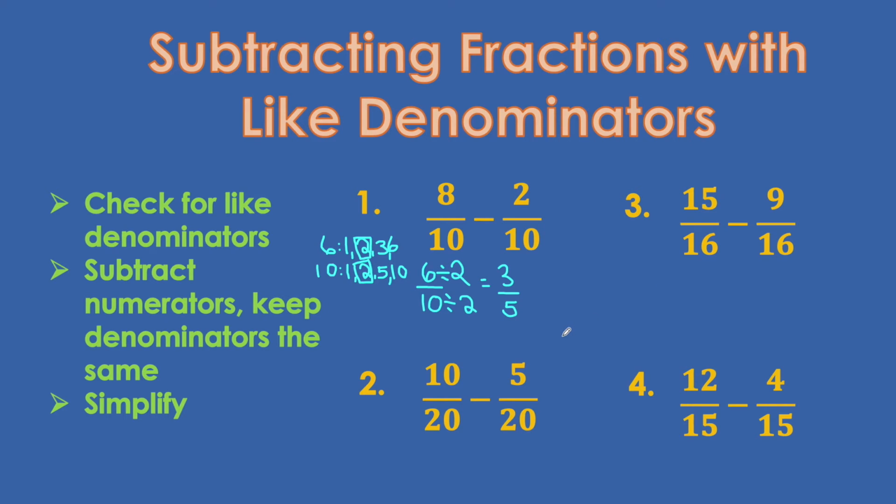Let's look at our second example. We have 10/20 minus 5/20. First, check for the denominators and see if they're the same. They are over here. First fraction is 20, second fraction also 20. Next, we subtract the numerators. 10 minus 5 equals 5. Keep the denominator the same. Copy down a 20.